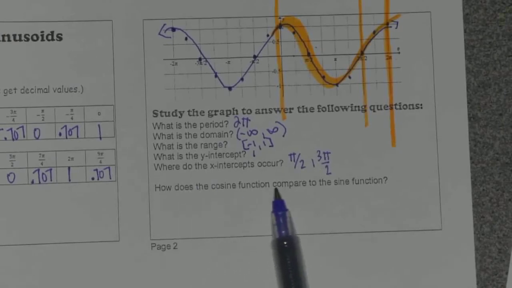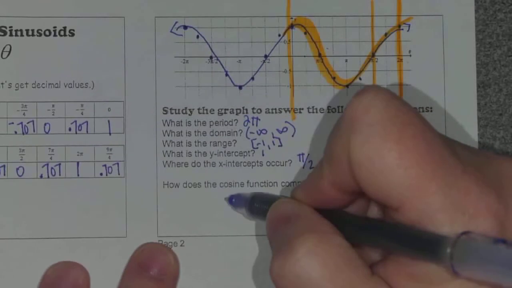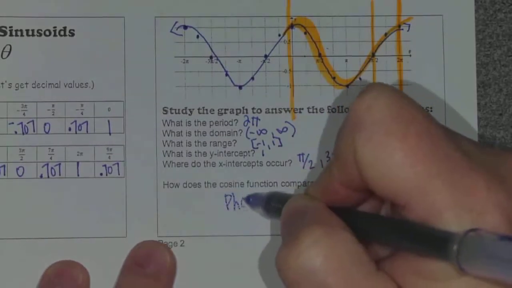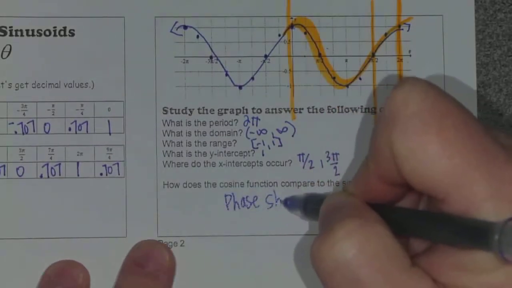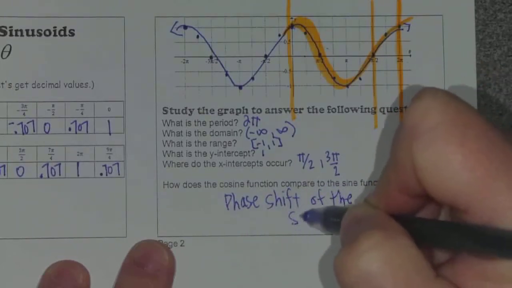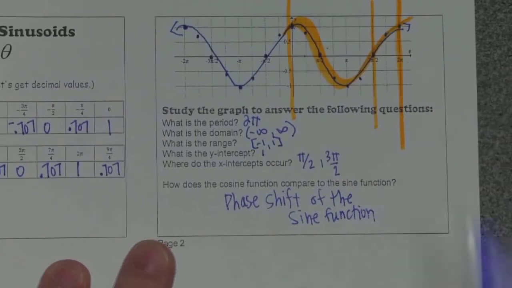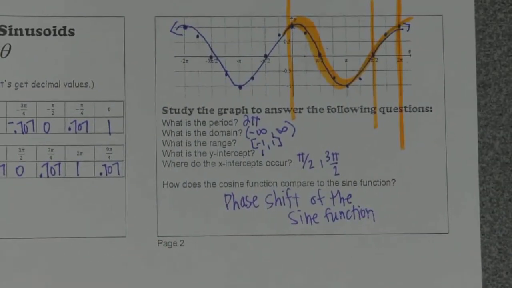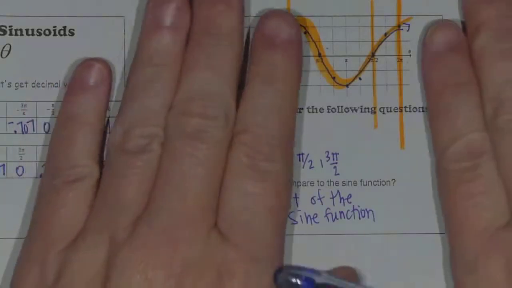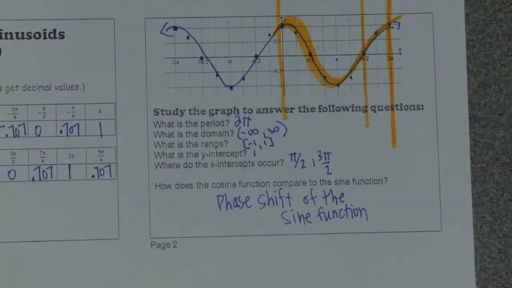So how does the cosine function compare to the sine function? What did you guys say it was? Did you say it was a phase shift? It's a phase shift of the sine function. So it's really still all the same values. Nothing's really changing. We just moved it. So it looks different when we're looking at it in just our little period of 0 to 2 pi.